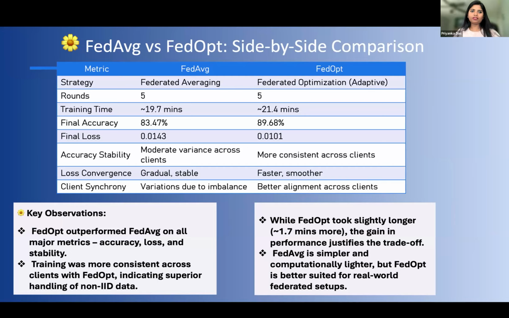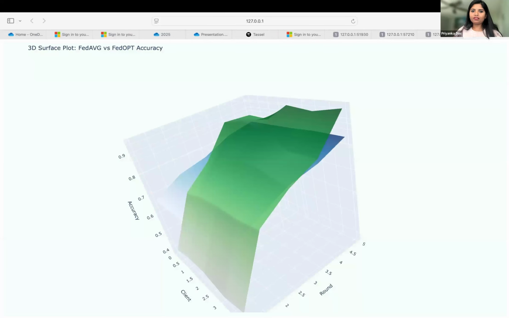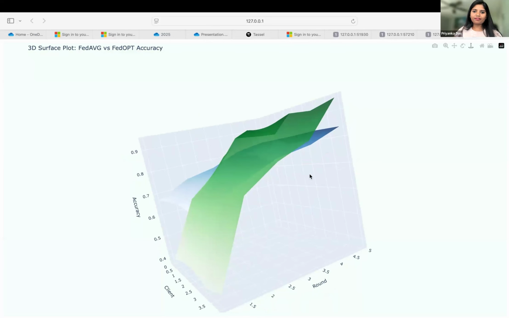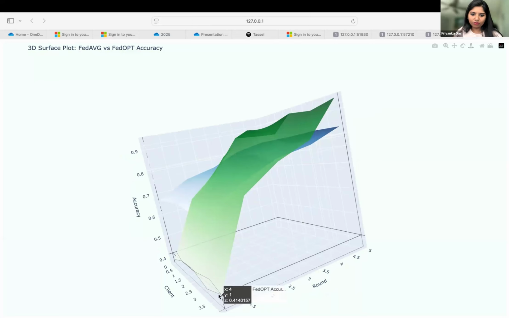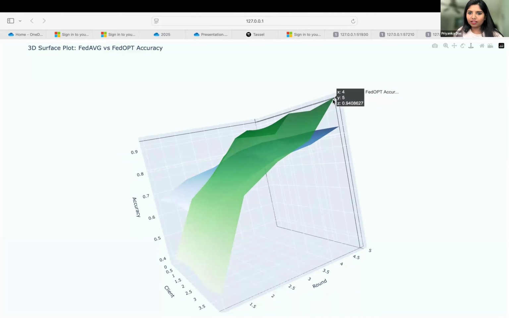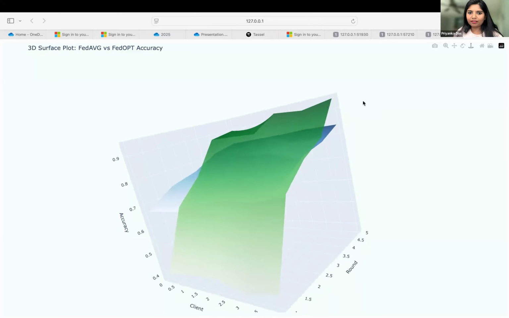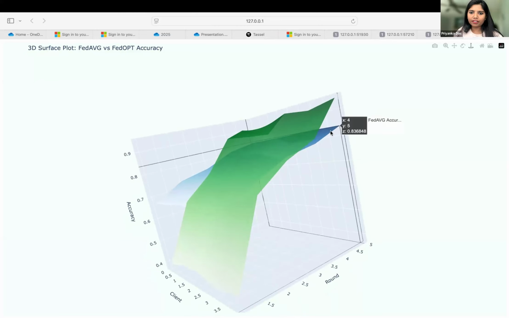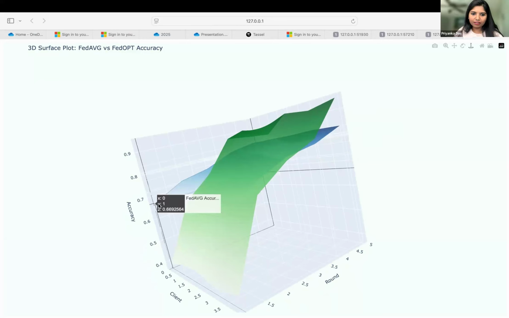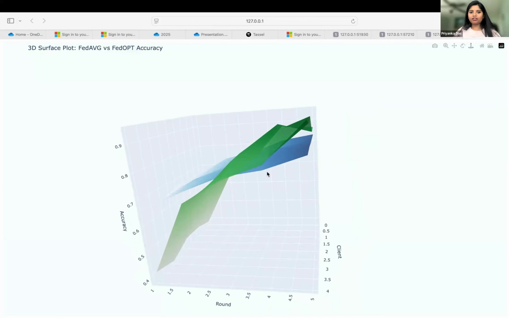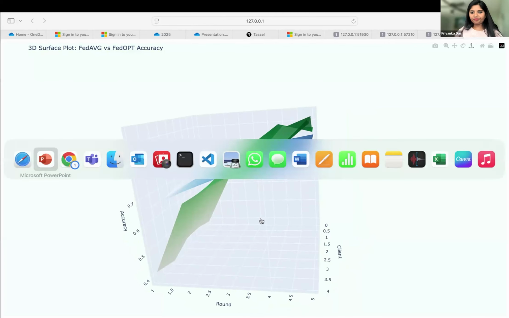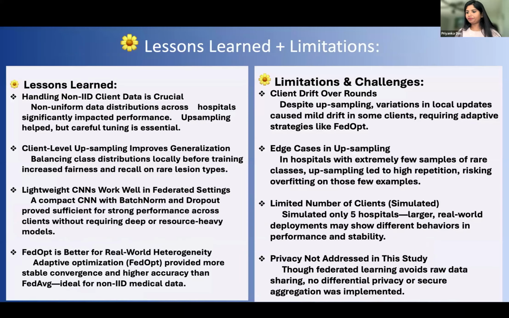And I think I have a slide for that as well. So this one is for FedOPT. As you can see, it started quite low with 0.41, but it went higher, as high as 0.94. And this one was for FedAVG. So it started at 0.66, but it ended at 0.83, which is lower than FedOPT. So moving on to the next one.